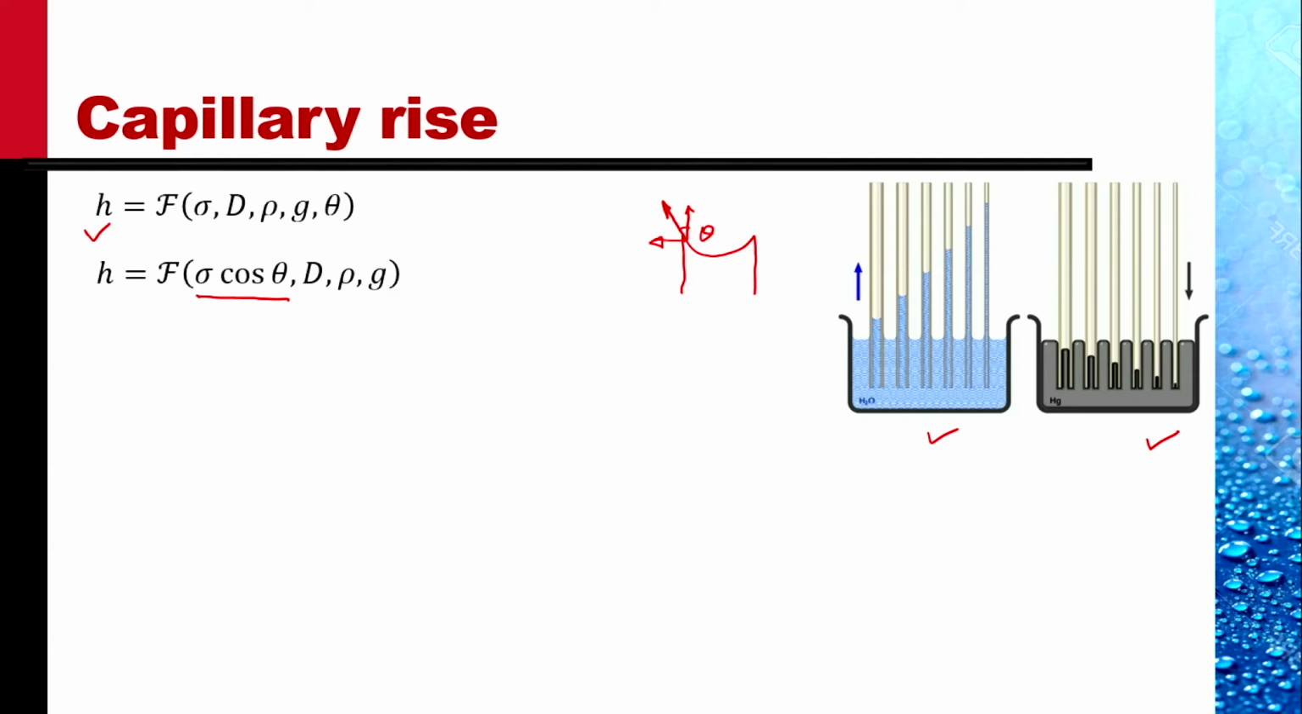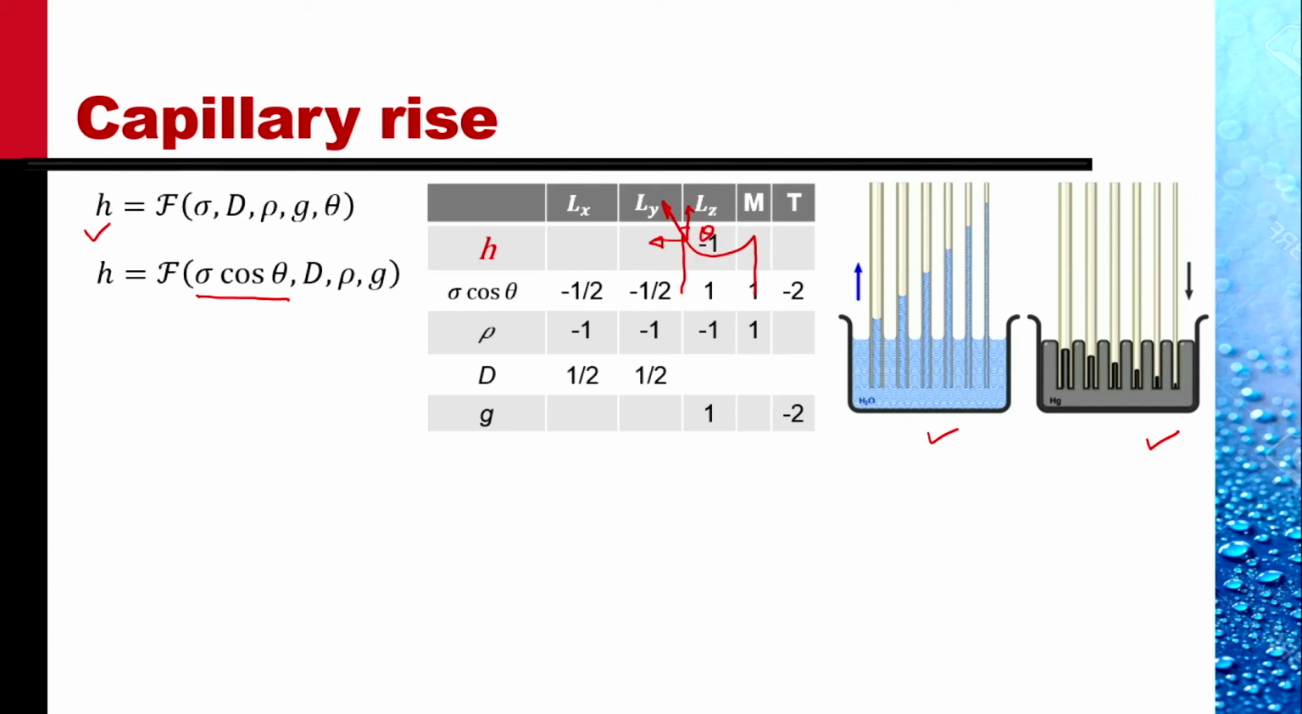So capillary rise H should be a function of sigma cosine theta, d, rho and g. We work in the Lx, Ly, Lz and M t system, and we write the various dimensions.